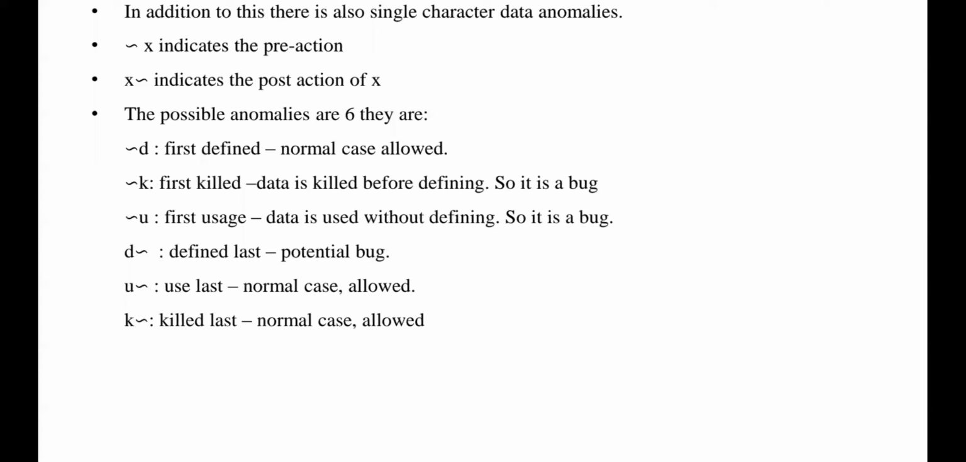U last and kill last will come as normal cases. Usage and kill will obviously be done after defining an object, after defining data. So U negation and K negation are normal cases. These are allowed. So these are the 6 possible anomalies that can be performed with a single character. In the previous slides, we have seen anomalies with double characters, which contain 9 possible. Here 6 anomalies are possible for the single character.